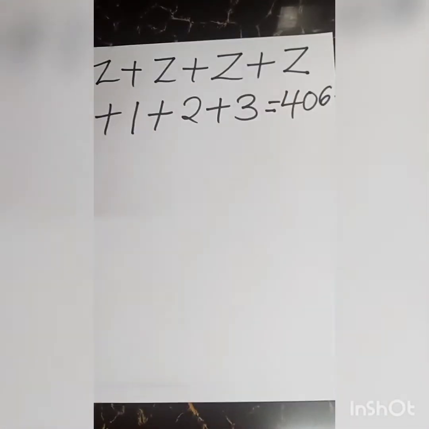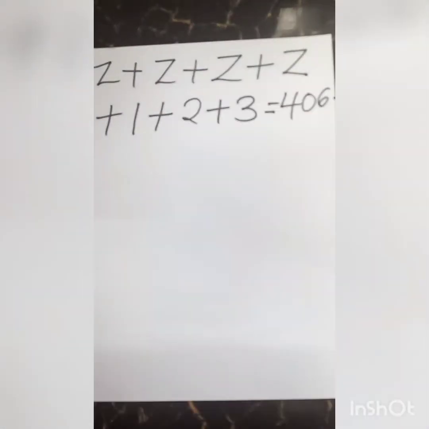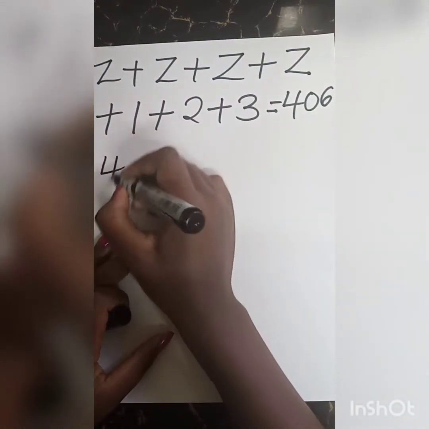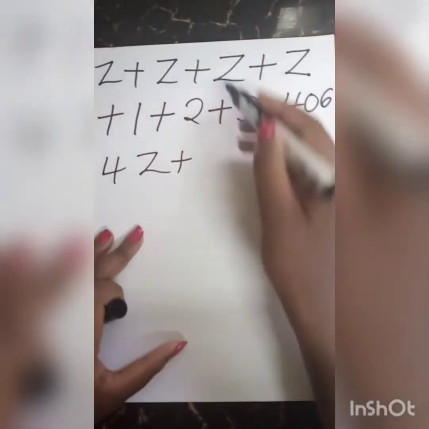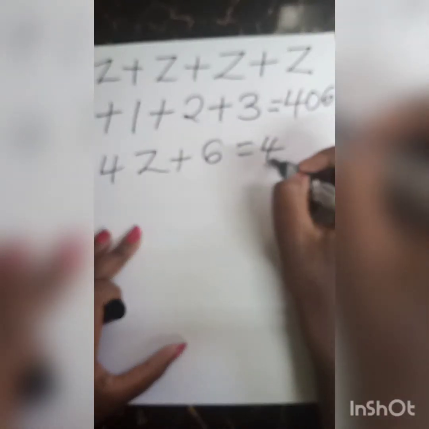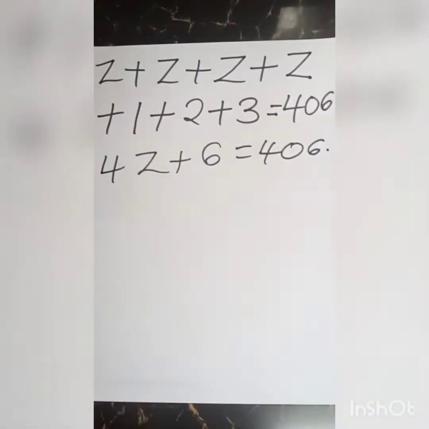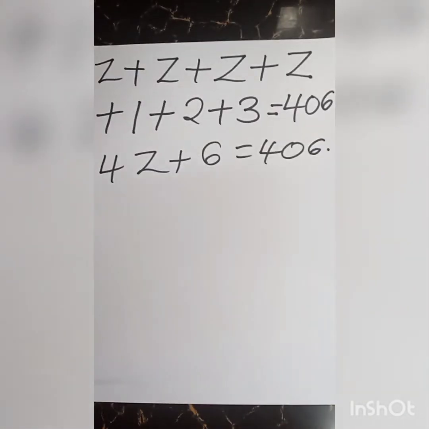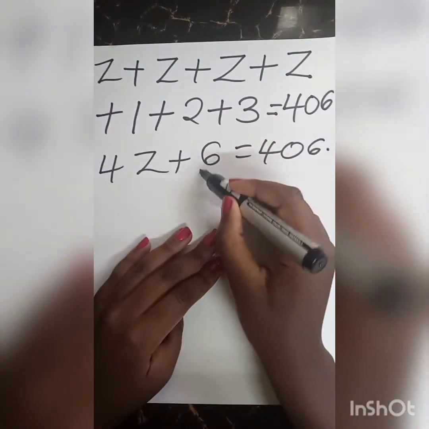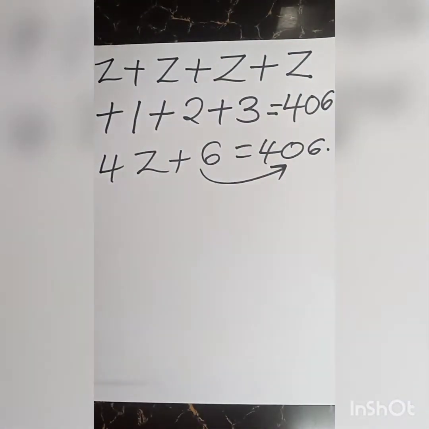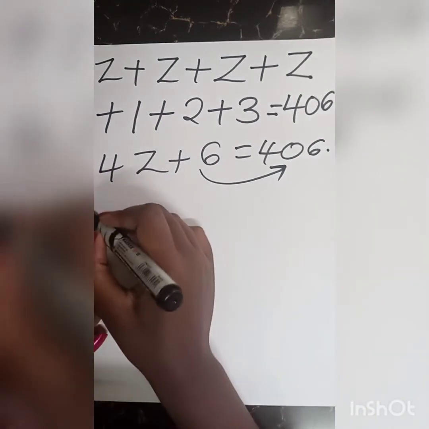How many Z's do we have? 1, 2, 3, 4. So we have 4Z plus, what is 1 plus 2 plus 3? 1 plus 2 plus 3 gives us 6, is equal to 406. Now we can find the value of Z by taking the positive 6 to the other side. If we take positive 6 to the other side, we'll have negative 6.